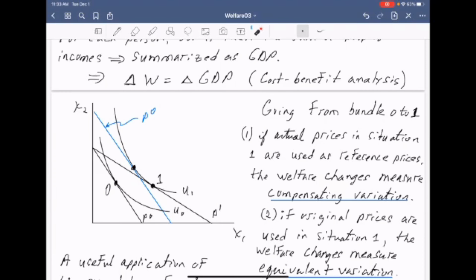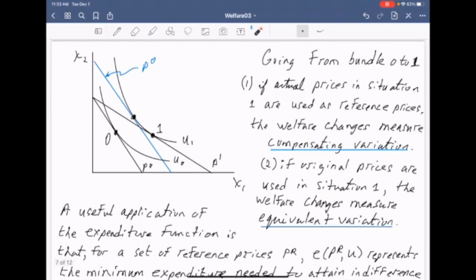All right, let's turn back to our diagram here, but now in terms of X1 and X2 instead of Q1 and Qn. So going from bundle 0 to bundle 1, if the actual prices in situation 1 are used as reference prices, the welfare changes measure compensating variation. So if future prices are used as the reference prices, we get compensating variation. If the original prices are used in situation 1, then the welfare change measures equivalent variation, or EV.